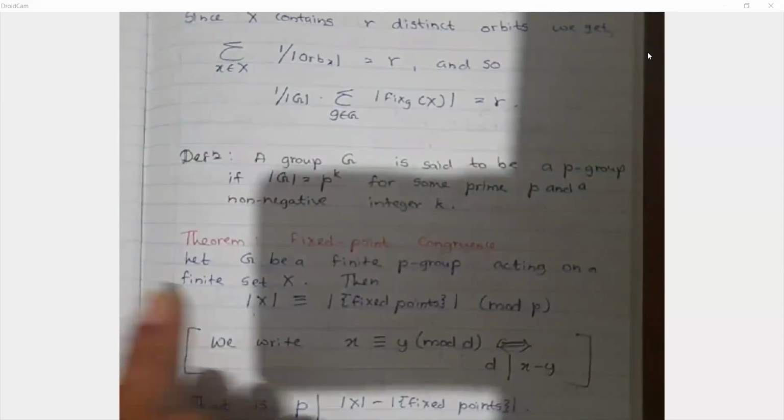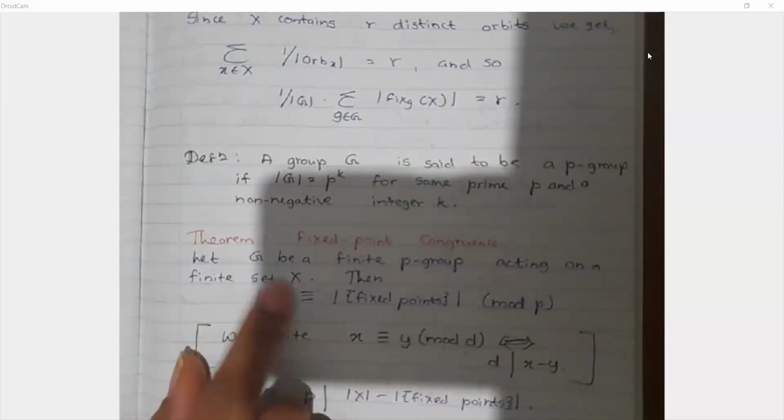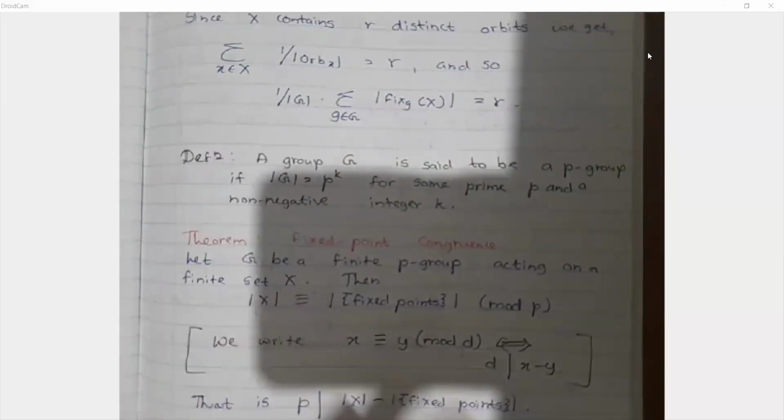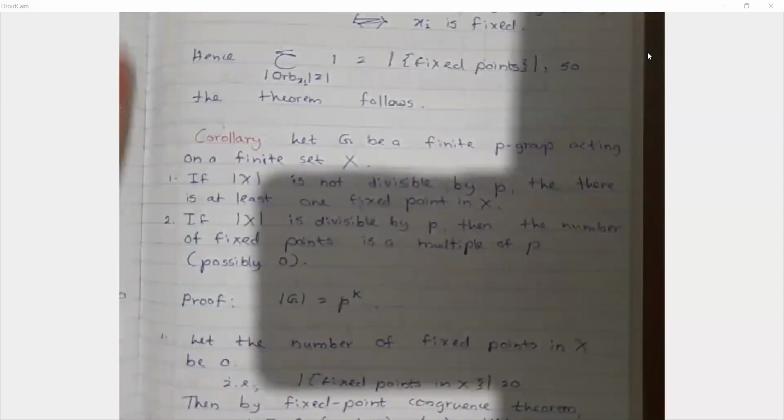Then the fixed point congruence tells you if G is a finite P group acting on a finite set X, then we have the number of elements in this set X to be congruent to the number of fixed points modulo P. Okay.